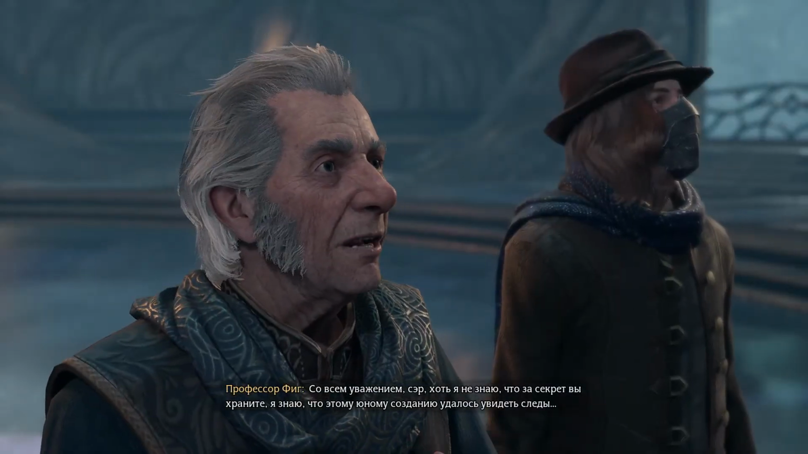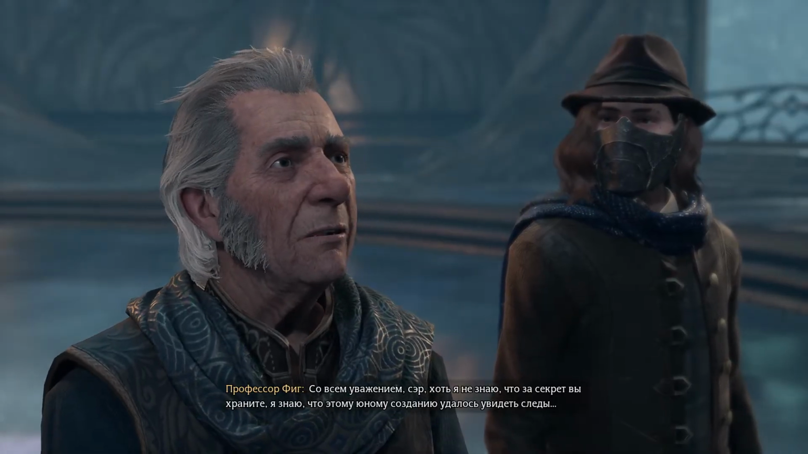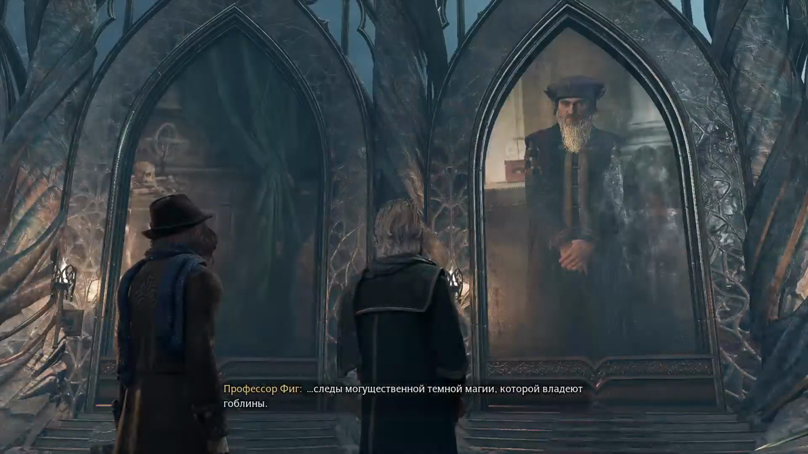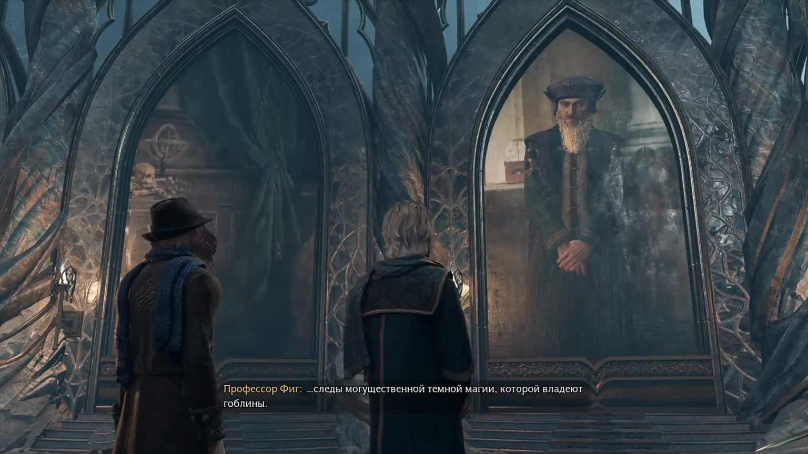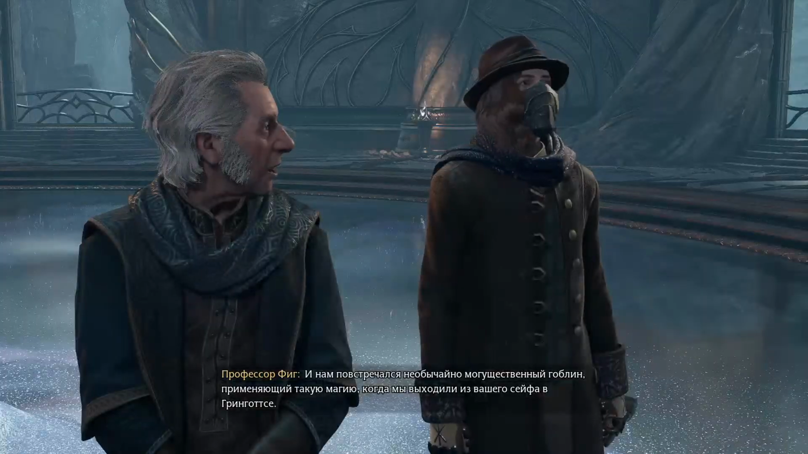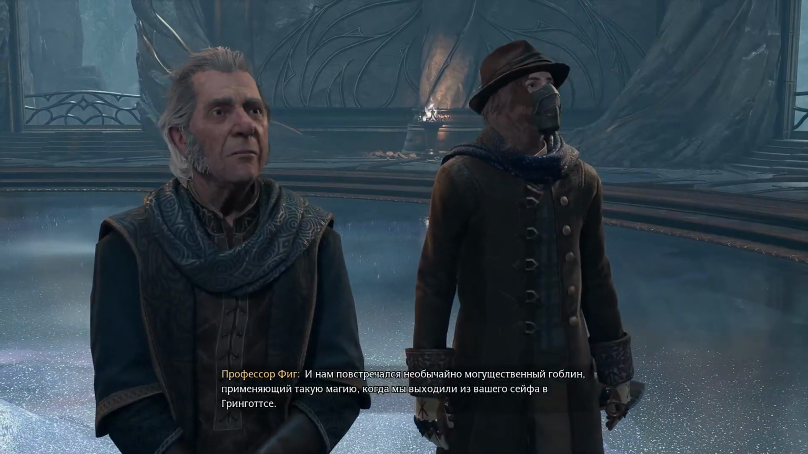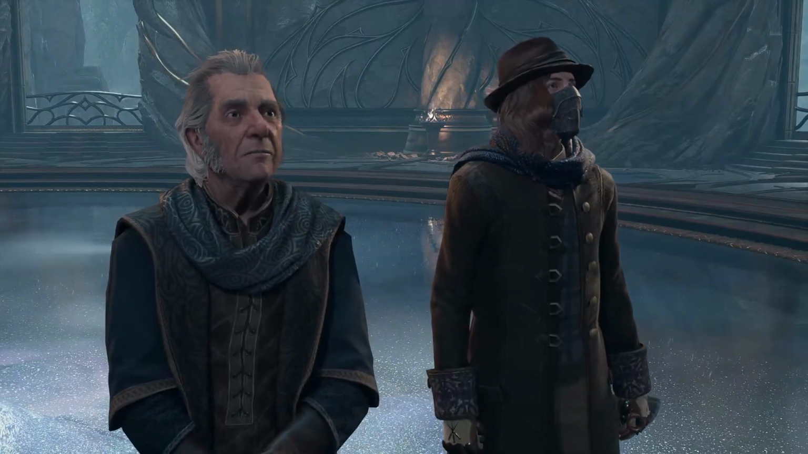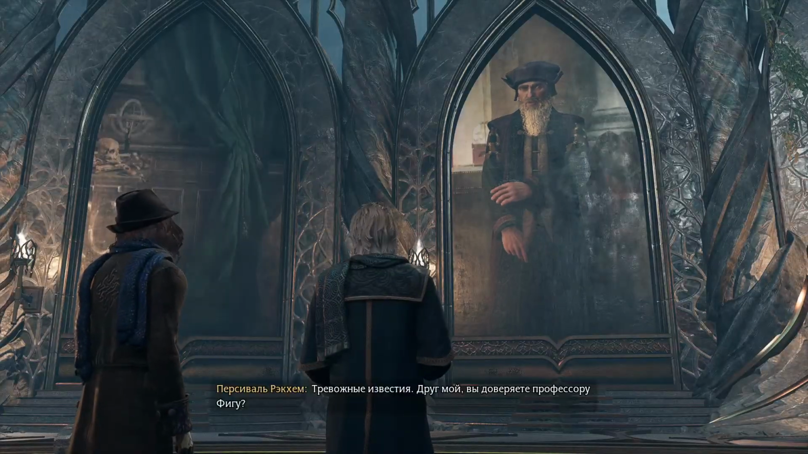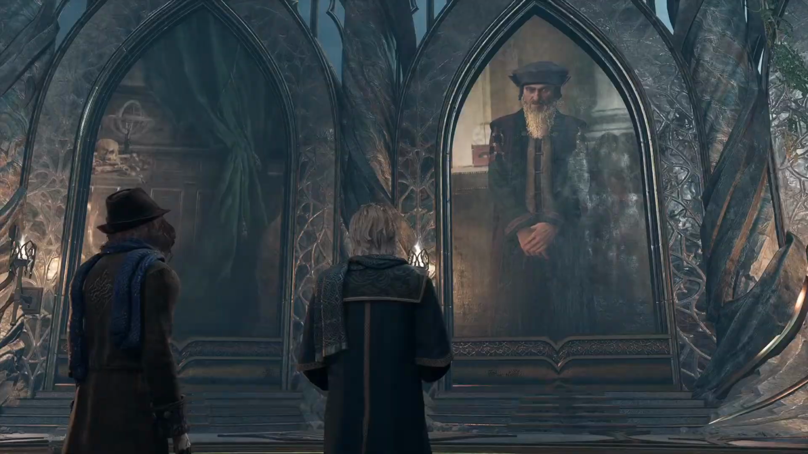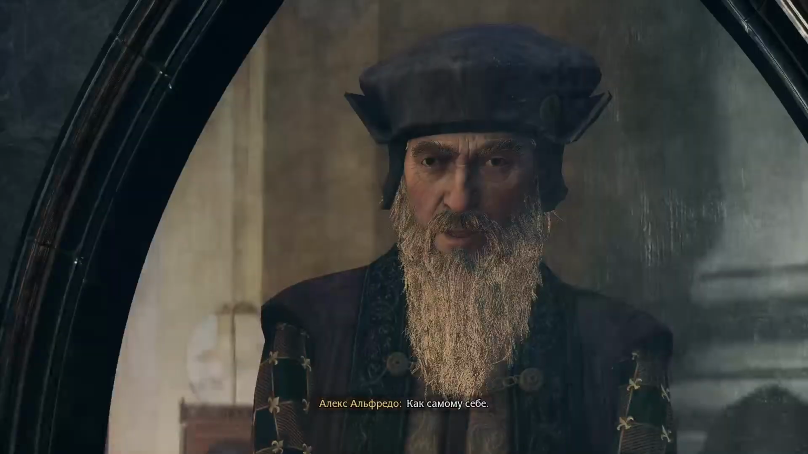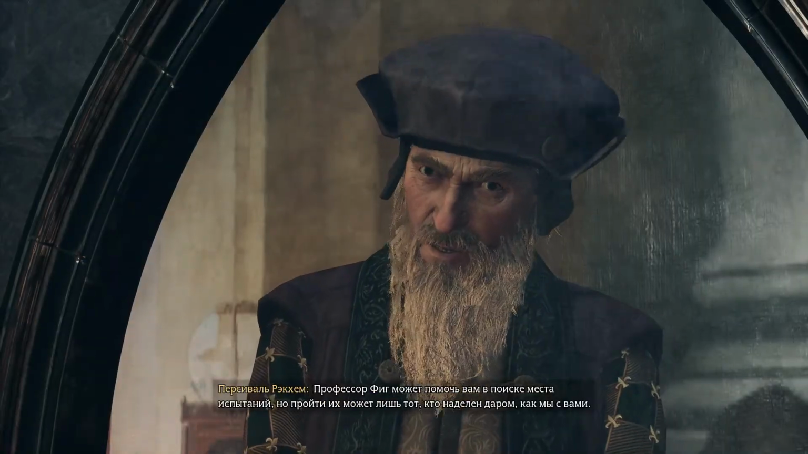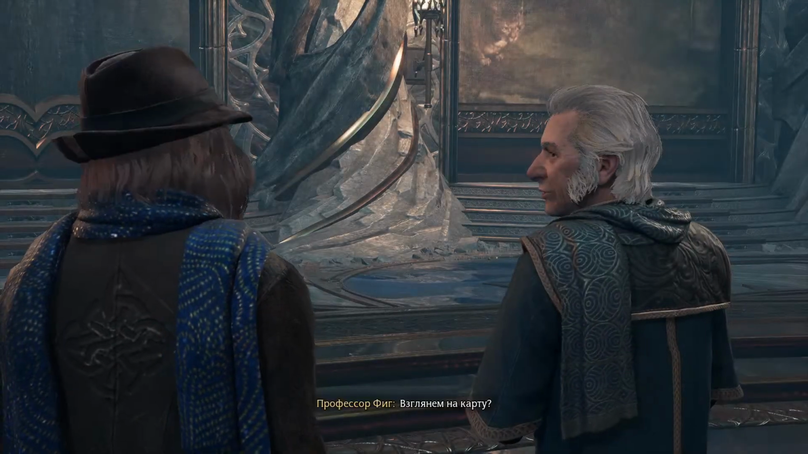Respectfully, sir, while I do not know the secret you keep, I do know traces of a powerful dark magic being wielded by... And we encountered an uncommonly powerful goblin wielding some... We may already be too late. This is grave news, indeed. Young friend. I do. Then, whilst Professor Fig may assist you in locating the trials... Shall we have a look?